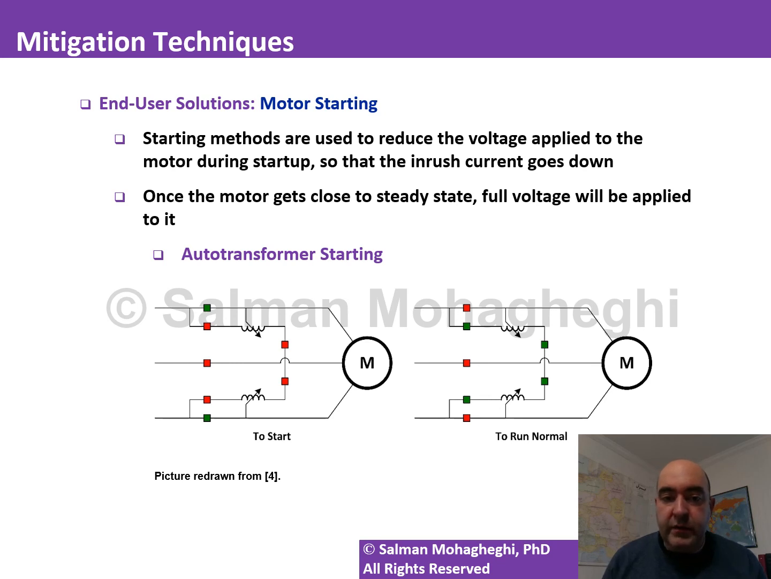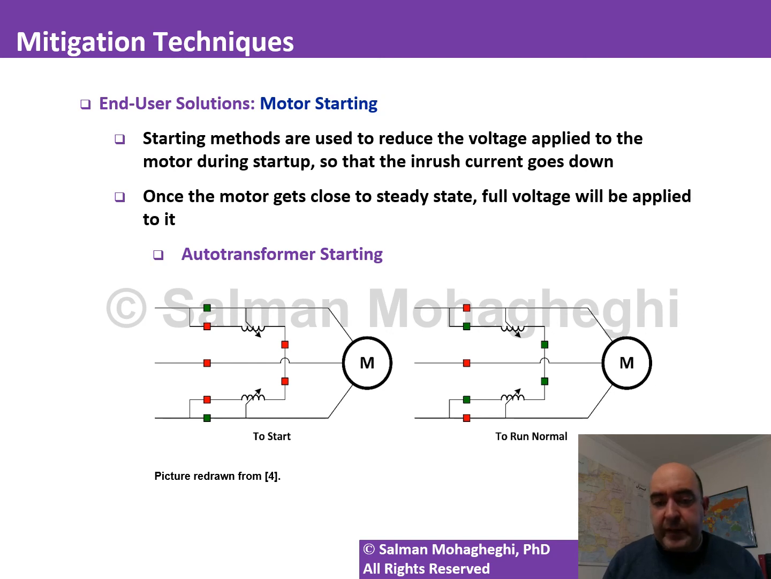One is the usage of autotransformers. So autotransformers, what they do is they are connected between the motor and the utility, and they have tap positions like 50%, 60%, 80%, and they apply a lower voltage to the motor. And as the motor gets close to normal operating condition, you move this tap back to the normal state, so the entire full rated voltage will be applied to the motor. This way the inrush current is going to be lower.